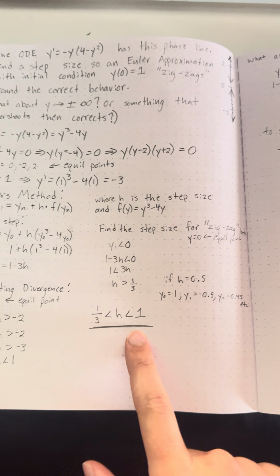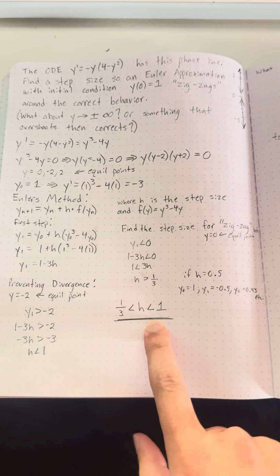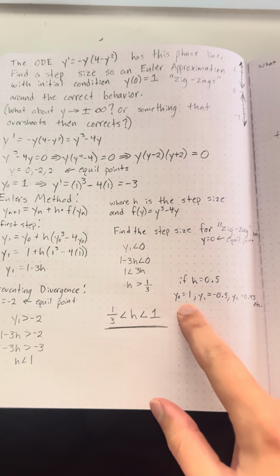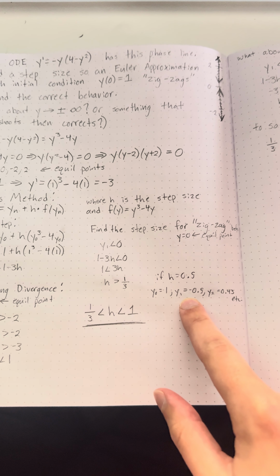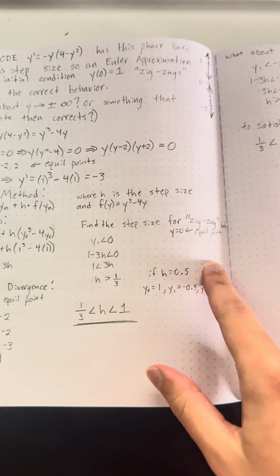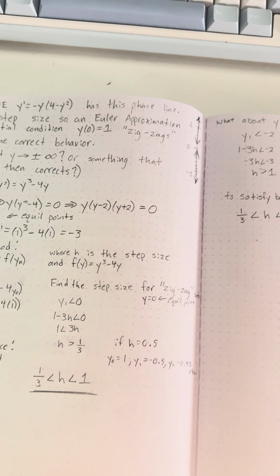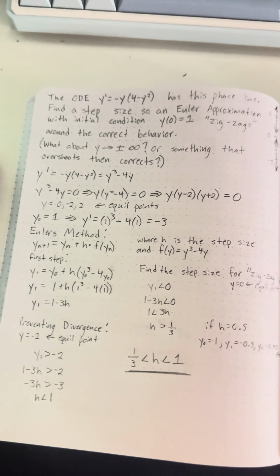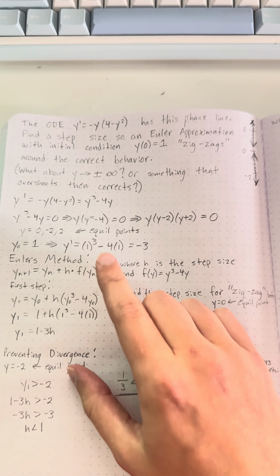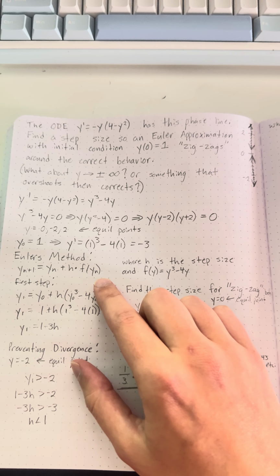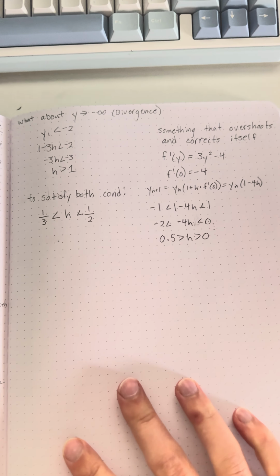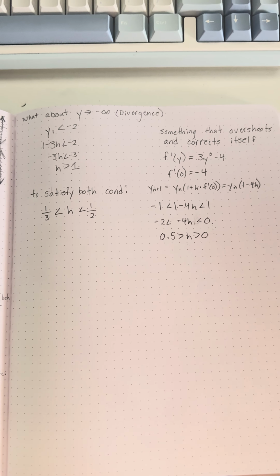And this whole thing right here zigzags. So if h equals 0.5, which is in the boundaries, then y equals 1, y equals 0.5, so it goes up, boom. And then y2 equals 0.43, boom. Okay. And then the next part I did was I solved this question. What about y2 plus or minus infinity, or something that overshoots then corrects? So yeah, this one's kind of a difficult problem.